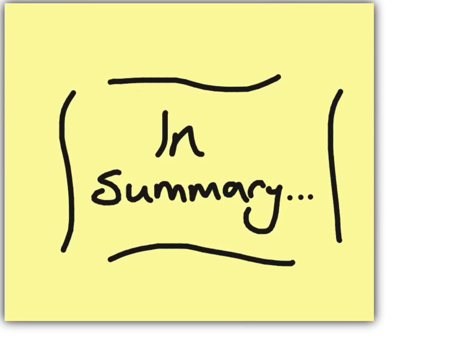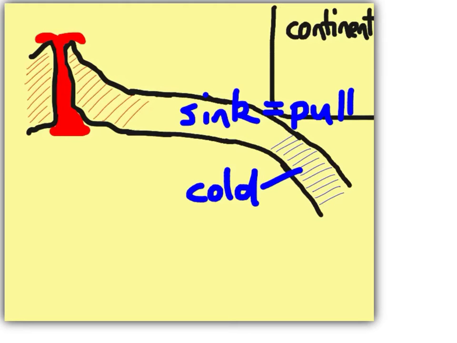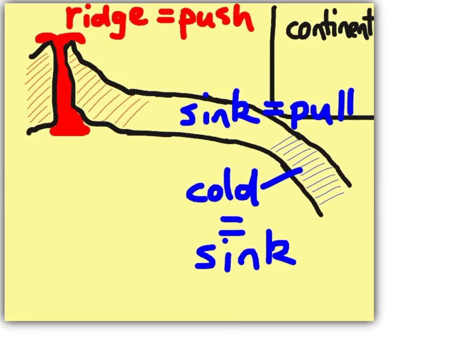In summary, sinking equals a pulling force. The cold equals a sinking force. So down on that right-hand side where everything is blue, the slab of the plate is pulling the rest of the plate down. Up here on the red side, the ridge is pushing up because of the lava, and the lava is hot, which is causing it to rise. So you have on the left-hand side a whole lot of red, and that ridge is a push.